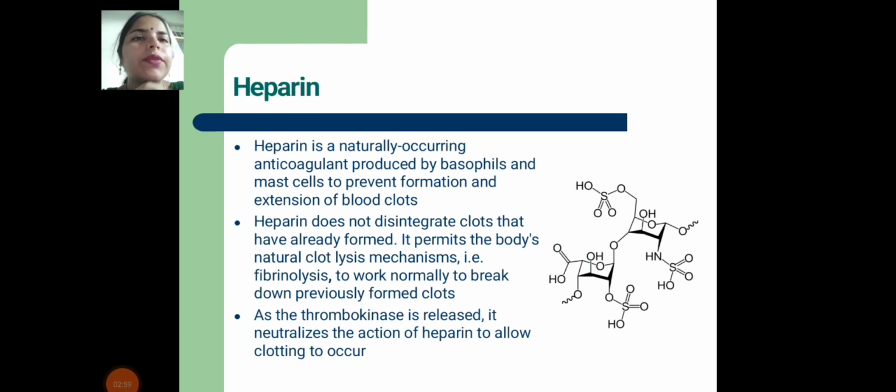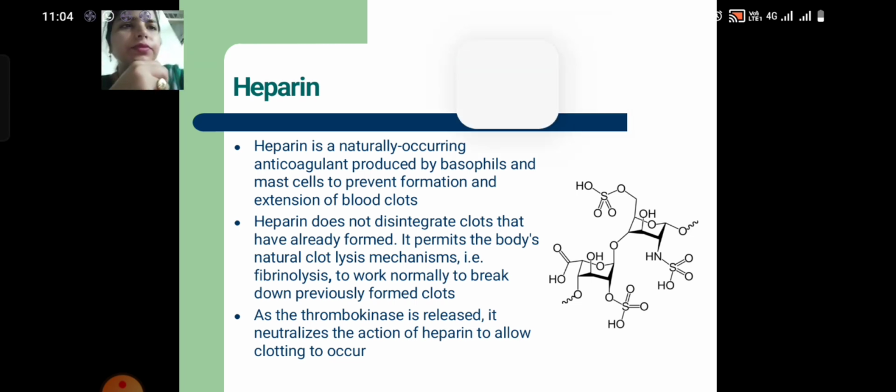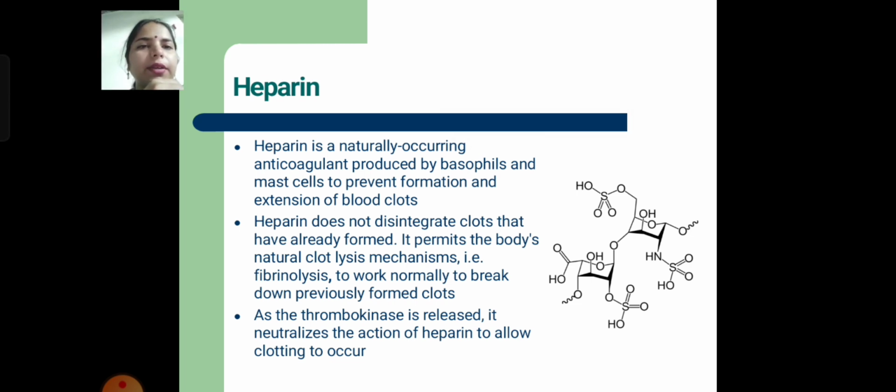Next is heparin. Heparin is a naturally occurring anticoagulant produced by basophils and mast cells to prevent the formation and extension of blood clots. Heparin does not disintegrate clots that have already formed. It permits the body's natural clot dissolving mechanism, fibrinolysis, to work normally to break down previously formed clots. As thrombokinase is released, it neutralizes the action of heparin to allow clotting to occur.